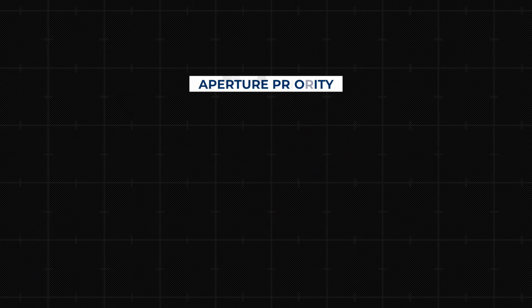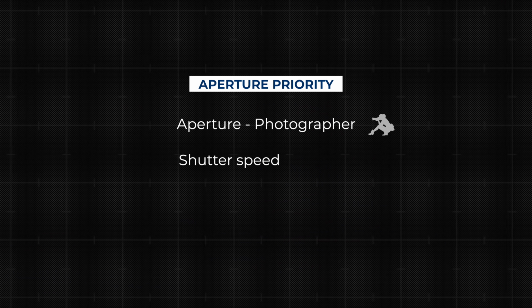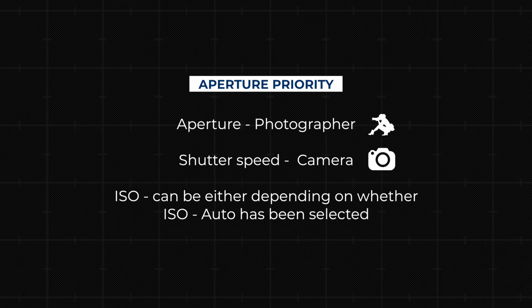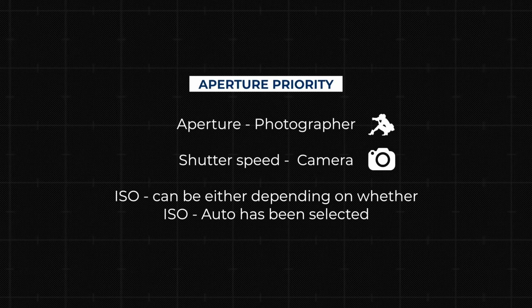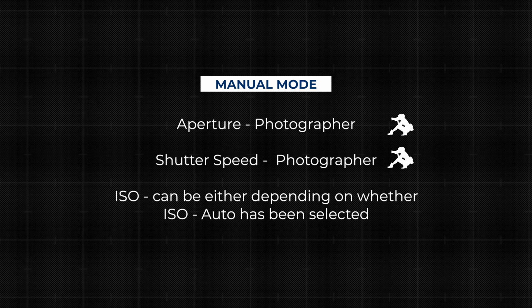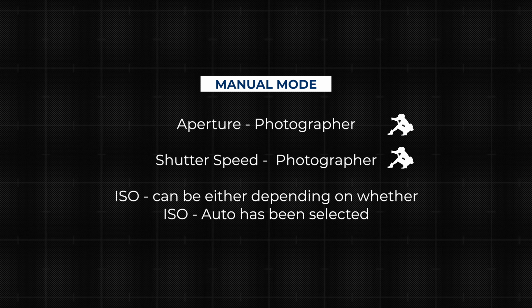when to use them. Now there are different types of shooting modes, but we will be focusing on 2 shooting modes which we will be using most of the time. The first one is aperture priority. As the name suggests, the priority for the photographer here is the aperture. So we set the aperture and the camera takes care of the shutter speed. And the second shooting mode that we will be using is the manual mode, where the photographer will be controlling all the 3 tools of the exposure triangle.